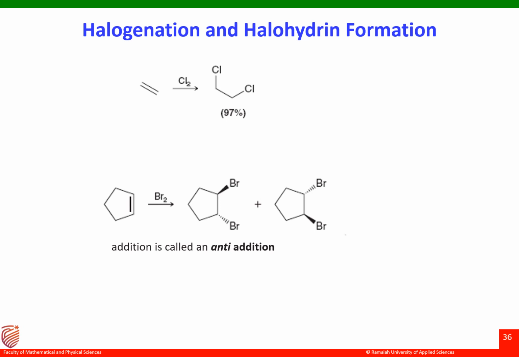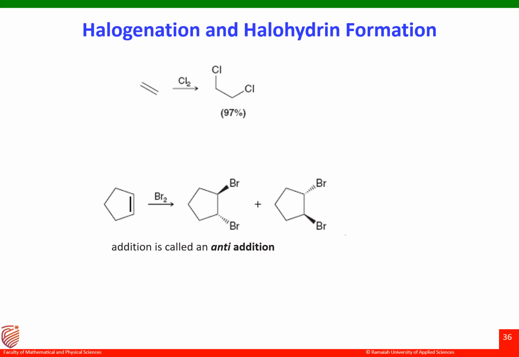So, the next reaction is halogenation and halohydrin formation. In halogenation, two halogens are added across the pi bond, right. In halohydrin formation, an OH and a halogen are added across the double bond. Halogenation is an anti-addition reaction, right.